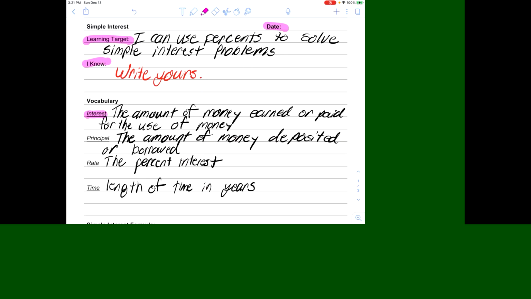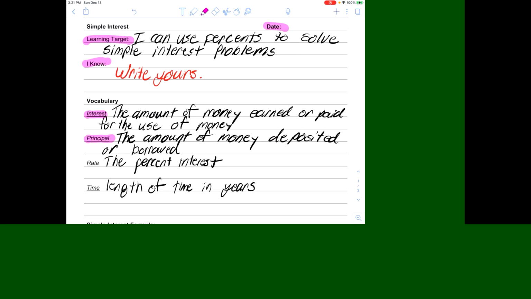So you can earn interest when you put money in the bank. You can also have to pay interest if you are borrowing money from someone else. If you borrow money from a bank or from anywhere else, then you pay them interest for the ability to use their money.